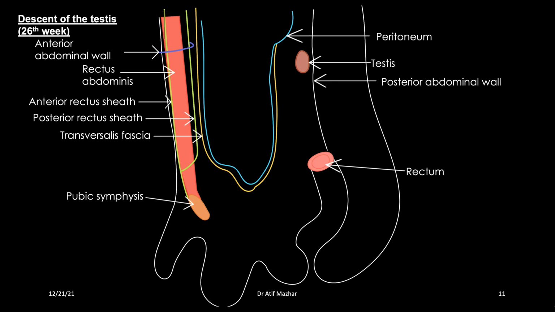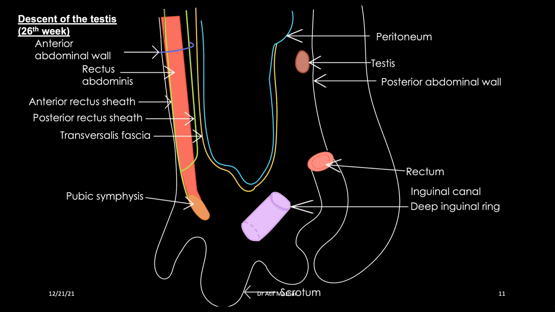So now this testis, which is there originally, has to get down to reach its destination. And what is this destination? That is the scrotal sac, or the scrotum. And now this is the gateway which is used for the testis to get out of the abdominal cavity and reach its final destination. This is the inguinal canal, and it has an inner opening, which we call the deep inguinal ring, and a superficial opening, known as the superficial inguinal ring.